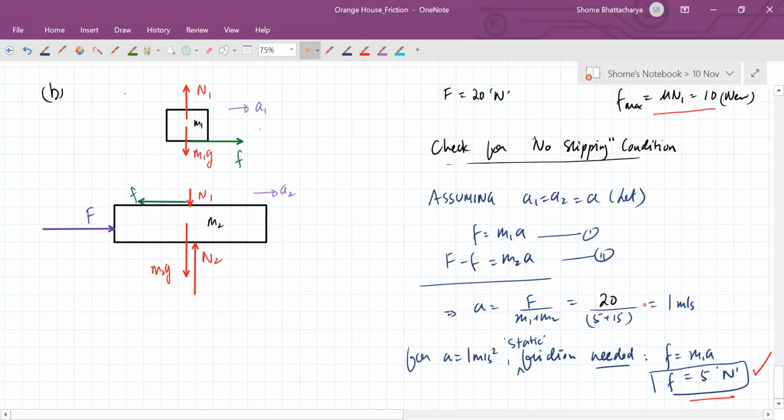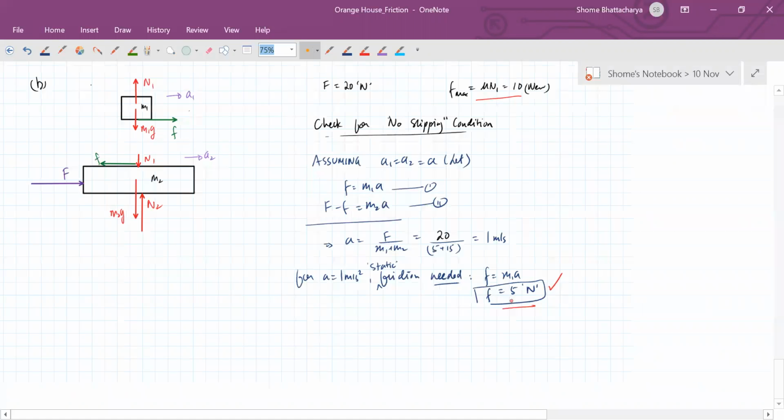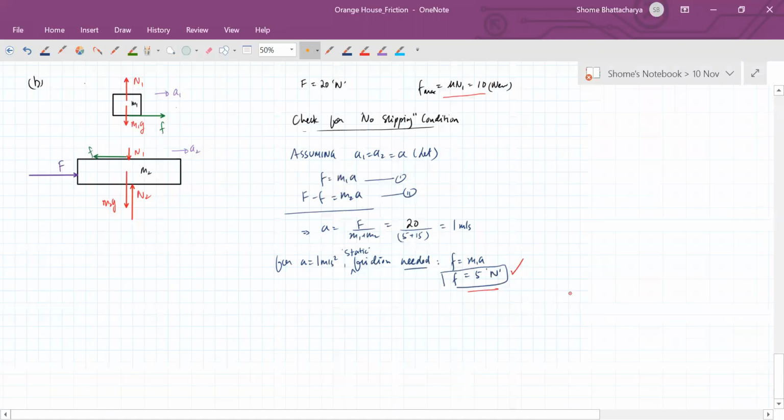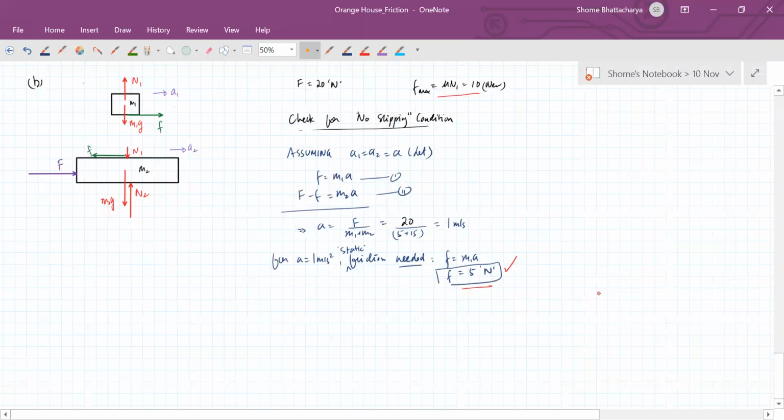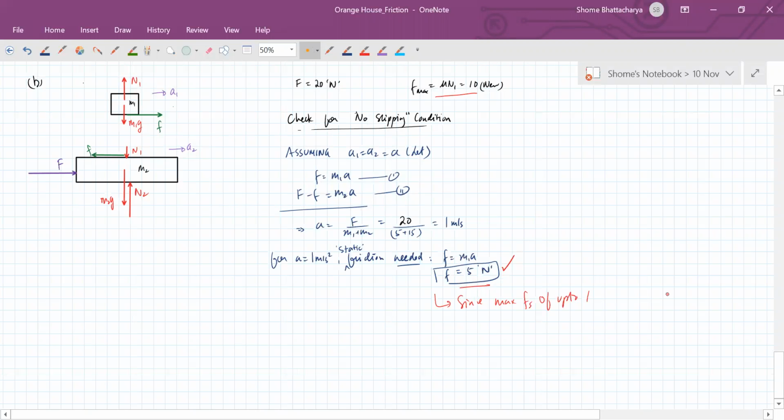So we can see that yes, this is very much possible. So since maximum static friction of up to 10 newtons is available, therefore the assumption of A1 equal to A2 is true. So therefore for F equal to 20 newtons, A1 will be equal to A2 will be equal to 1 meter per second square. There is no slipping between them.